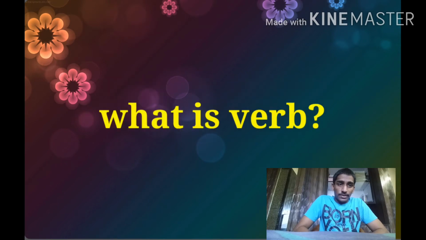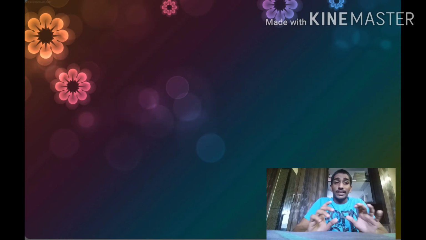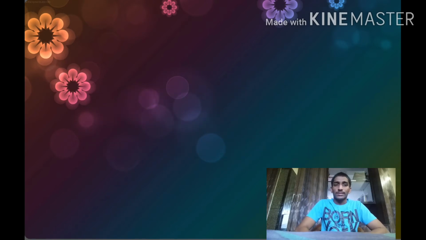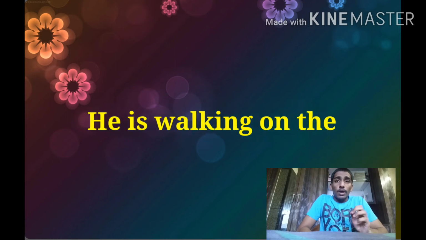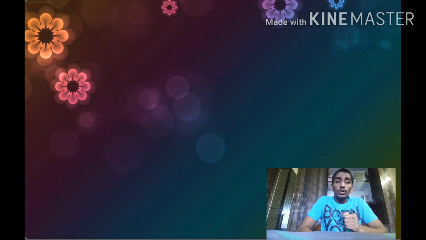What is a verb? The basic definition of a verb is any word in the sentence that describes the action of the subject. You cannot understand? Let's look at an example on your screen. Have a look. He is walking on the road. You understand? He is walking on the road. Now what is the verb here?